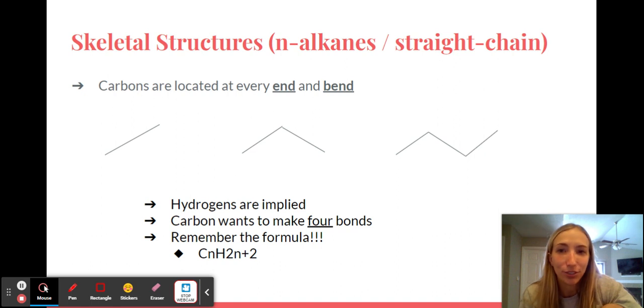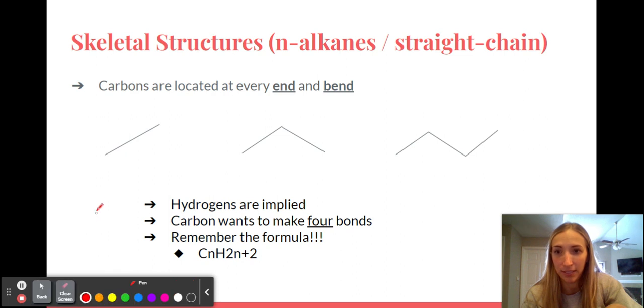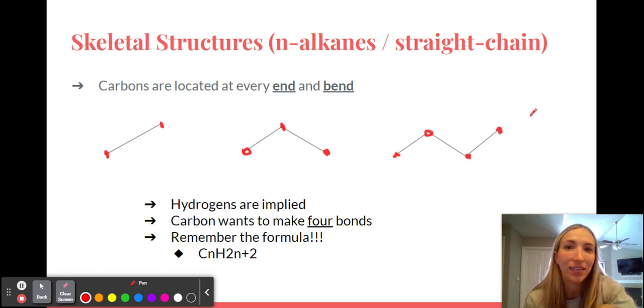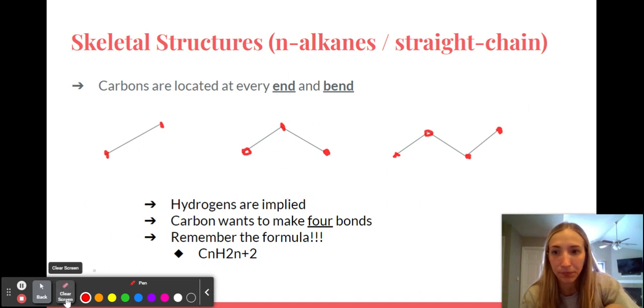As far as skeletal structures, these are also called straight chain structures. Carbons are located at every end and bend of these. So you've got a carbon here at the end, here at the end, 2, and then you've got 1. This is a lot harder to draw on screens than it looks. 1, 2, 3, 1, 2, 3, 4. So you can number your carbons that way, and then your hydrogens are implied.